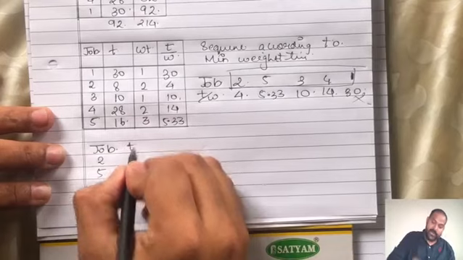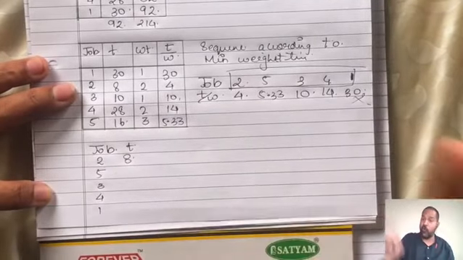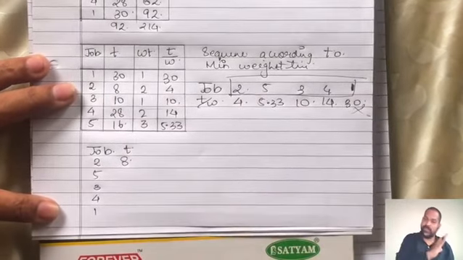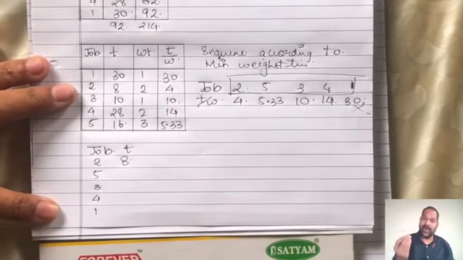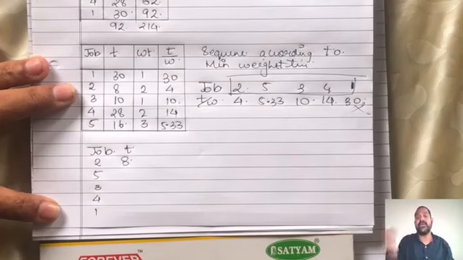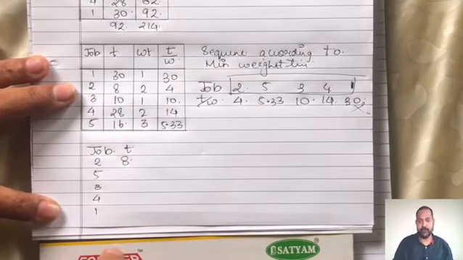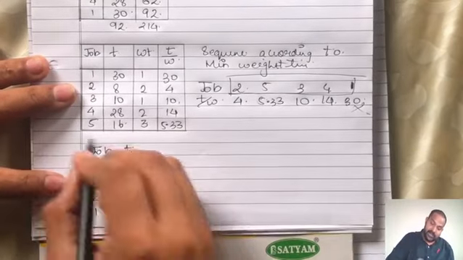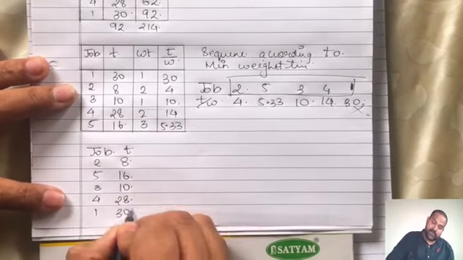Let's write down the timings. The time for job 2 is 8, not 4 anymore. That 4 was only to help you sequence. Once the sequence is done, you forget the weighed times. The weighed times are not the actual times. They are times taken to increase or decrease importance. Once you are done, forget the weighed times. 2 is 8, then 5 is 16, then 3 is 10, then 4 is 28, and 1 is 30.